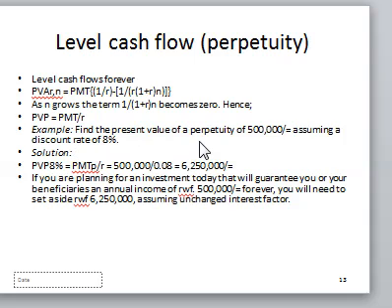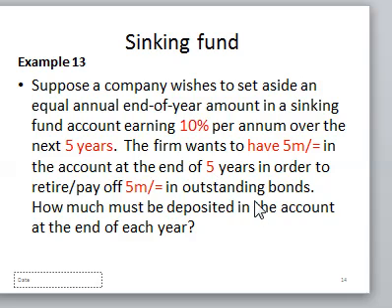So let's look at this example. Find the present value of perpetuity of 500,000, assuming a discount rate of 8%. So it's important, our constant is 500 and our interest is 8%. So you can apply our formula, which is constant payment divided by R. Our constant payment is 500 divided by 0.08. Our present value of perpetuity is 6,250,000.